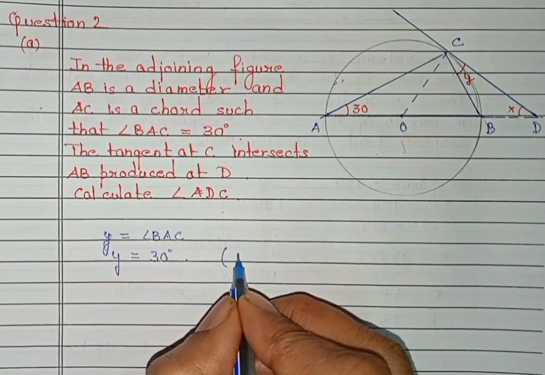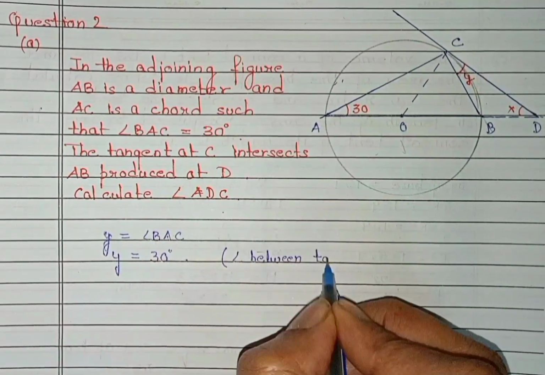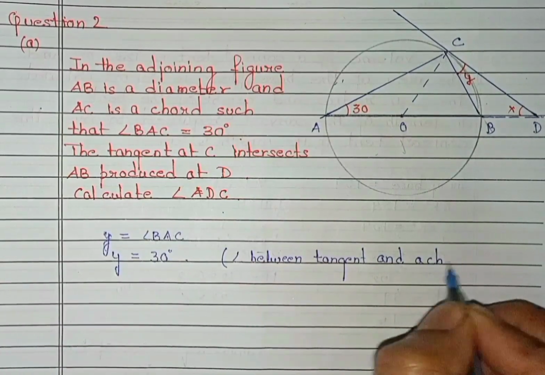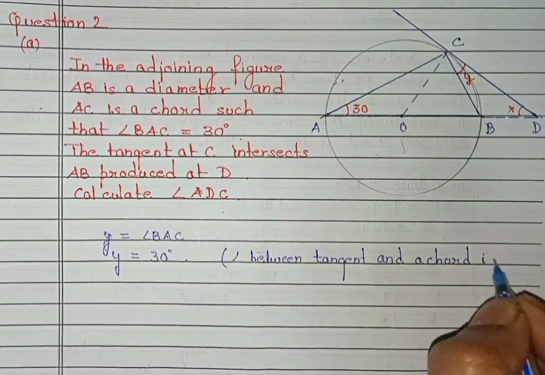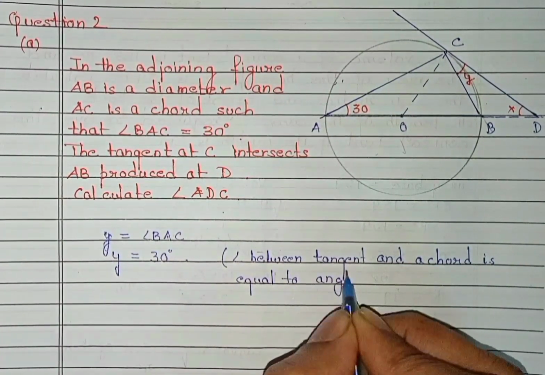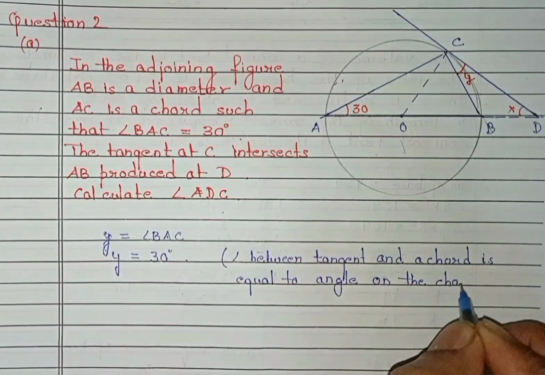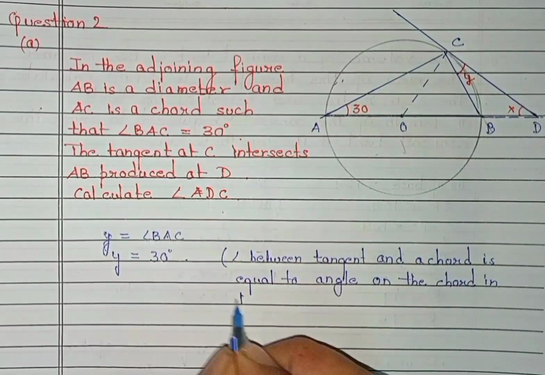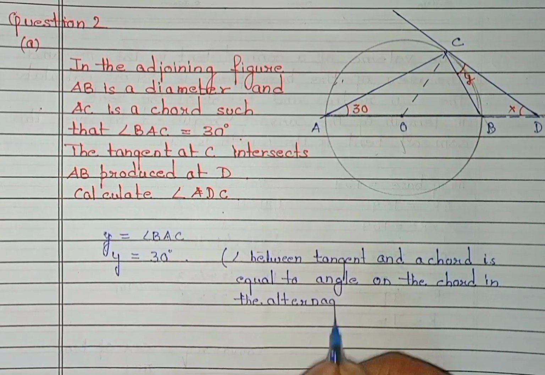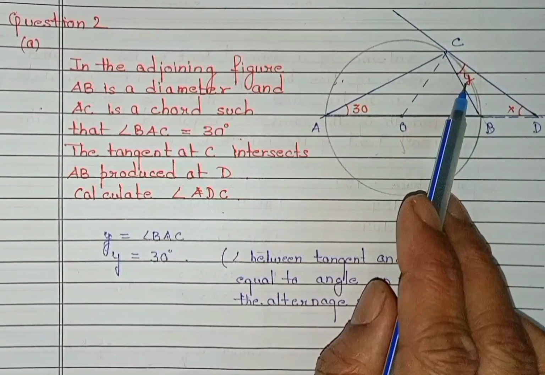It is the angle between tangent and a chord is equal to angle on the chord in the alternate segment. So we have got this angle Y.